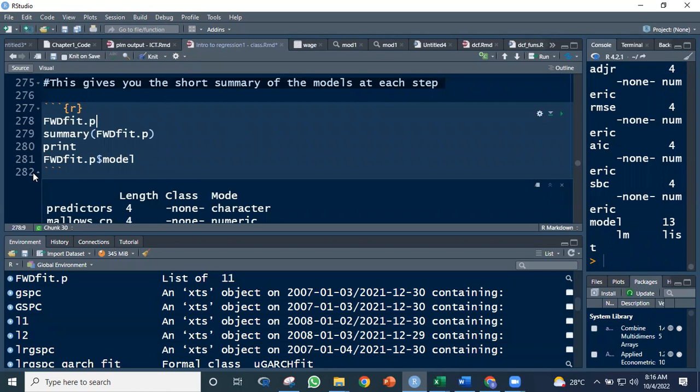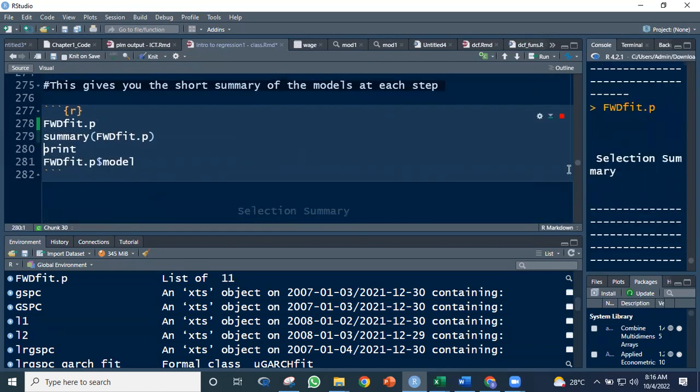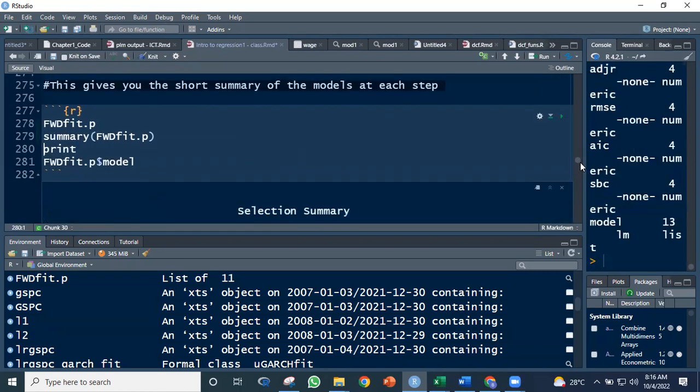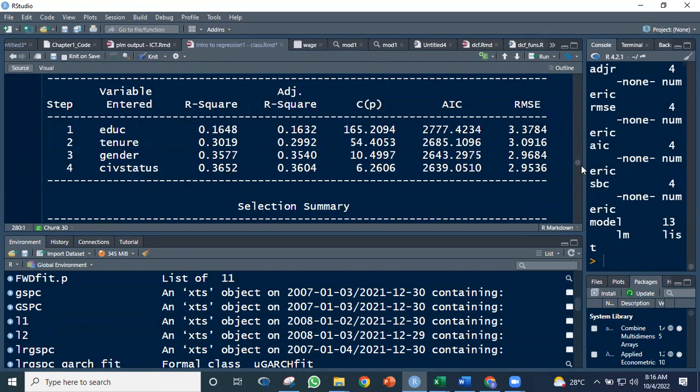Did I run the model? Yeah, I think I ran the model. Okay, so this gives us the final result.